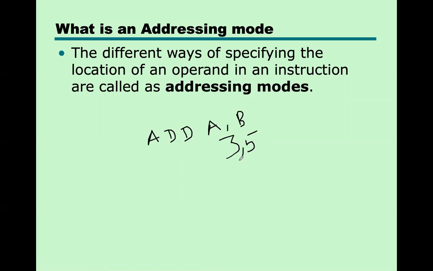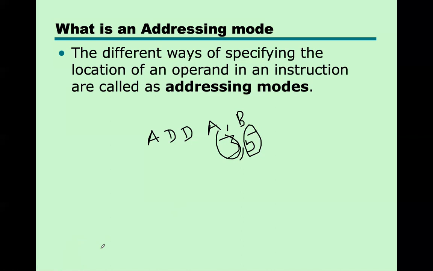So for getting these 3 and 5, where they are located, you need to use the addressing mode. Whether these operands are stored directly or indirectly, or it is an array, or a pointer, we need to specify the location of an operand. So in an instruction, we use addressing modes. That is the necessity of addressing modes. Different types of addressing modes are available.